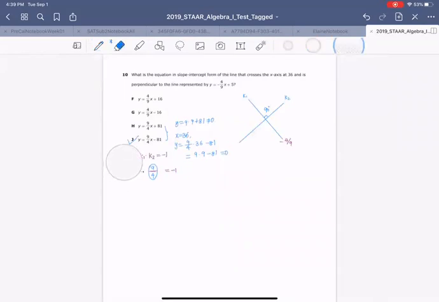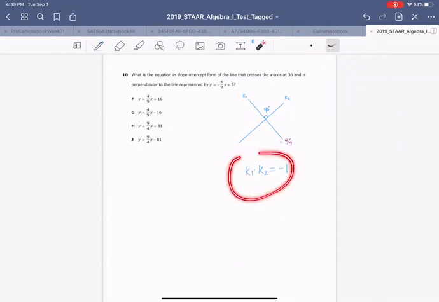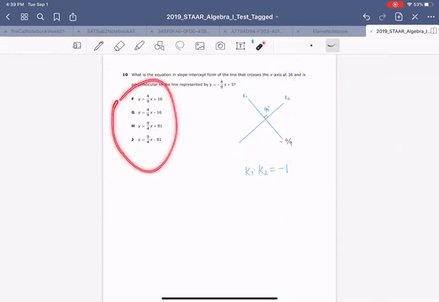Let's try number 10. This one may be the most confusing part. I can write down that K1 times K2 is -1. Based on this information, you want to figure out K2 first. And then based on this line passing 36, 0, you find out which one you choose. This is the most confusing question you have.